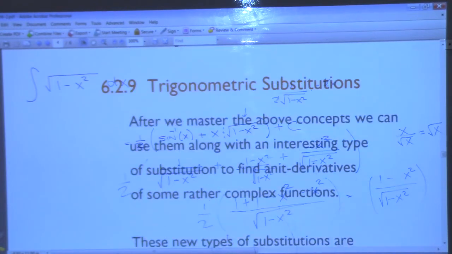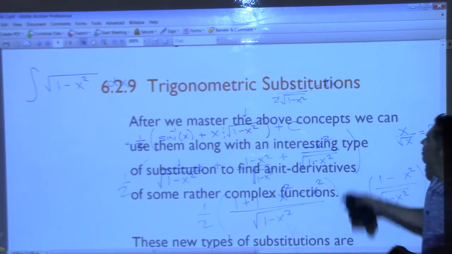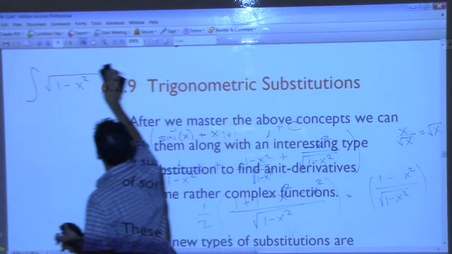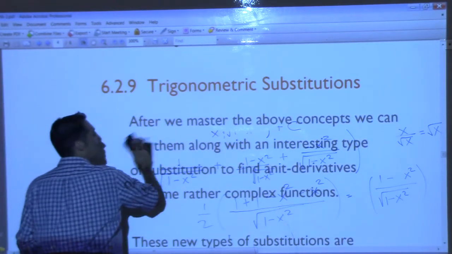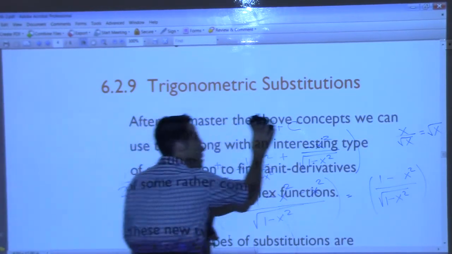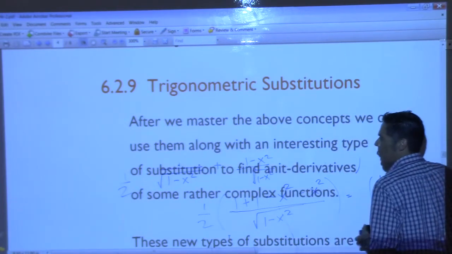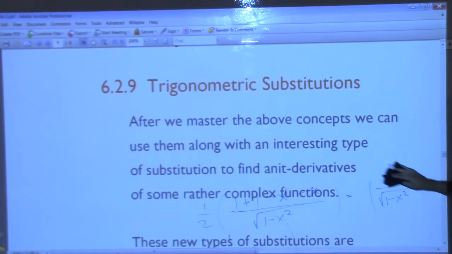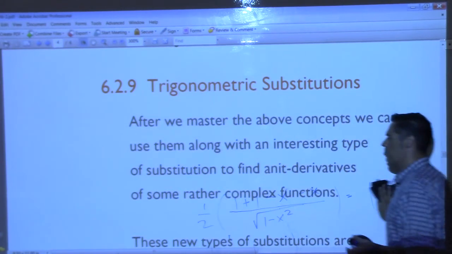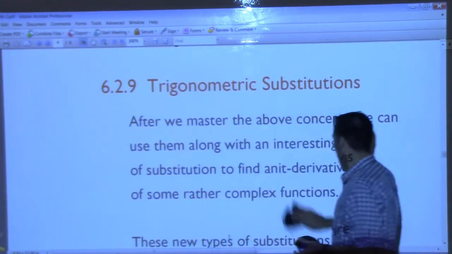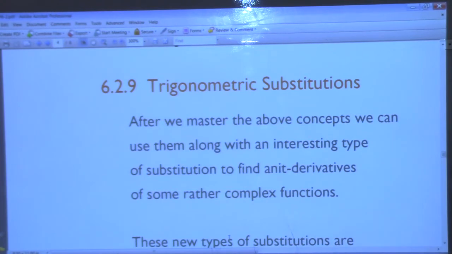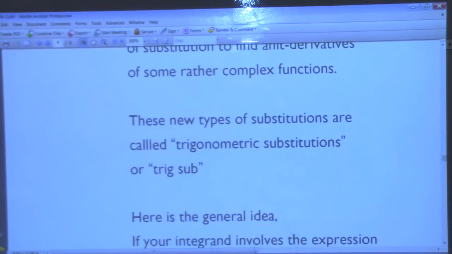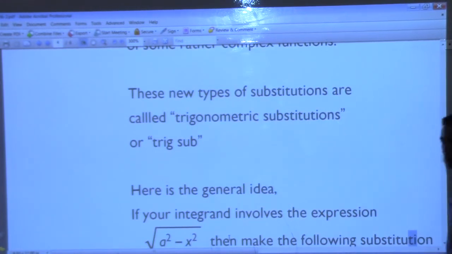6.2, trigonometric substitutions. After we master the above concepts, we can use them along with an interesting type of substitution to find antiderivatives of rather complex functions. These new types of substitutions are called trigonometric substitutions, or trig sub.